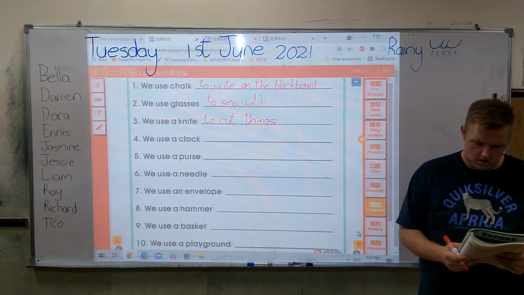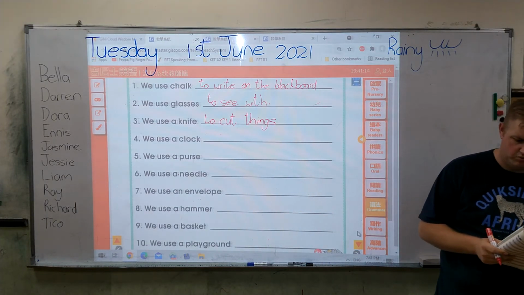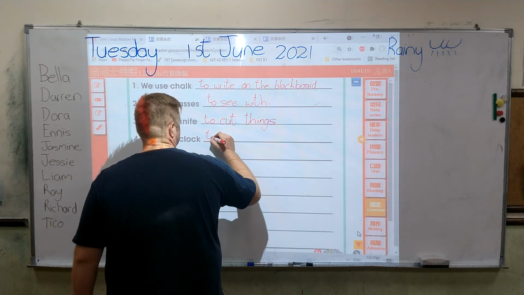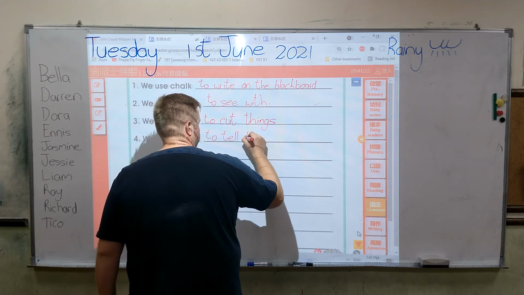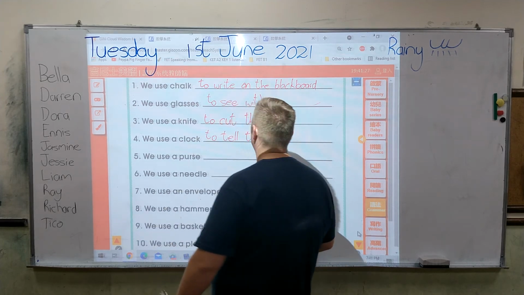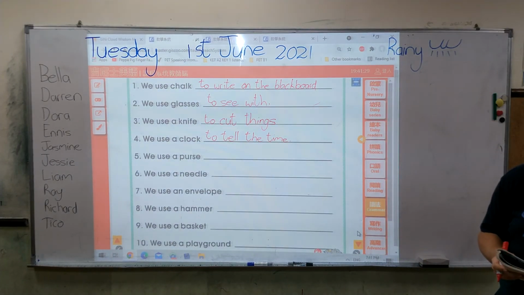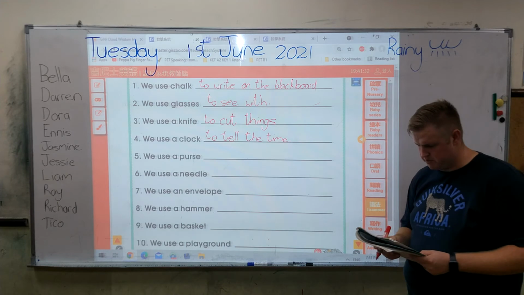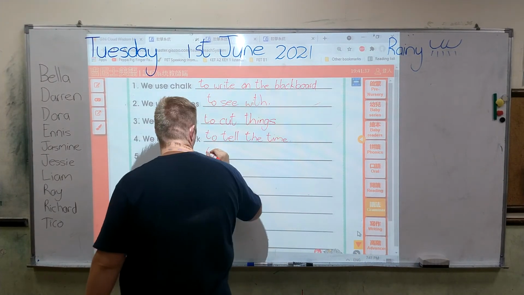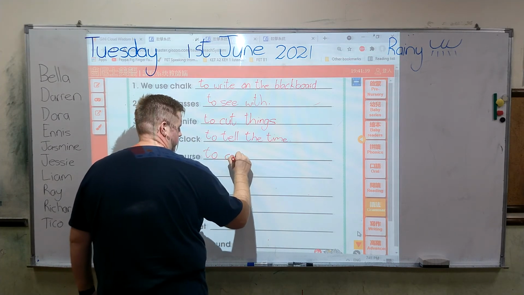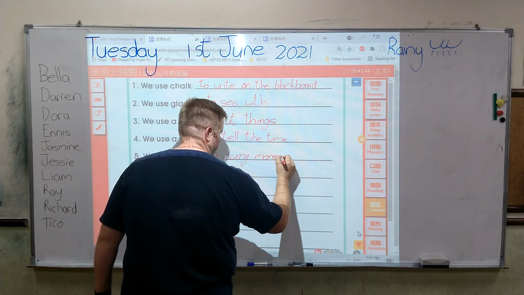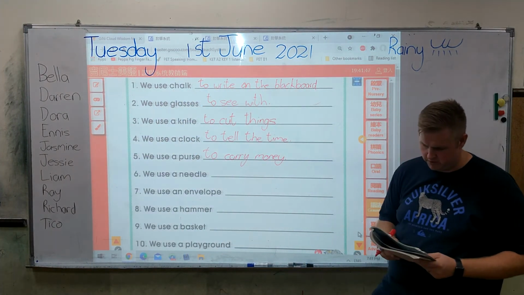We use a clock. We use a clock to tell the time. To tell the time. Number 5. We use a purse. What do we use a purse for? To carry money. We use a purse to carry money.